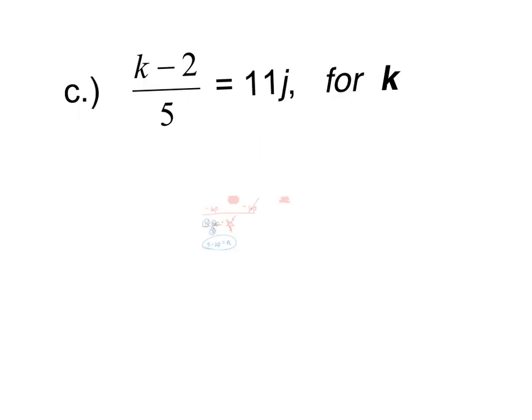Okay, example C, we're going to solve for k. So here's my k. But the first thing I need to do is eliminate this fraction before I can do anything else. So I'm going to multiply both sides by 5 to get rid of that. So I have k minus 2 equals 5j. Now to officially get k by itself, I have to get rid of that minus 2. So I'm going to add 2 to both sides. So I'm using inverse operations to isolate the variable that I'm supposed to be isolating, which in this case is k.